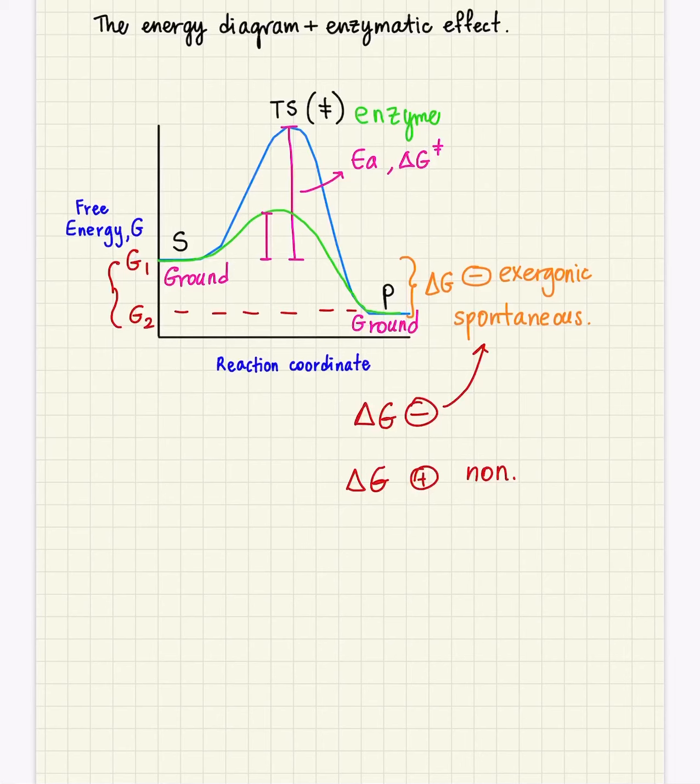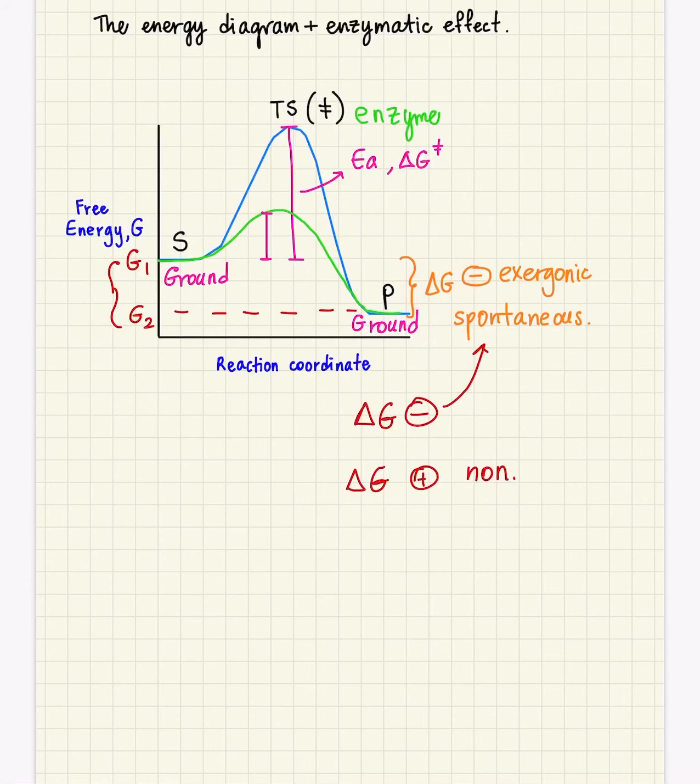Another thing before I move on to enzymes. The activation energy is also called delta G double dagger. Make sure you don't get confused between this G and this G. This is just the free energy state of the substrate, the transition state, or the product.